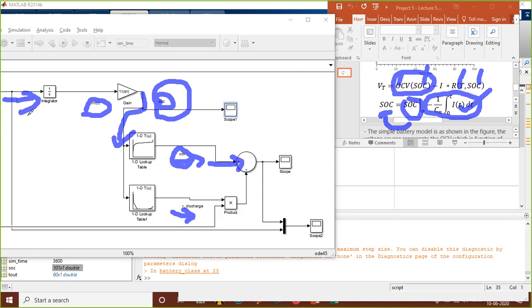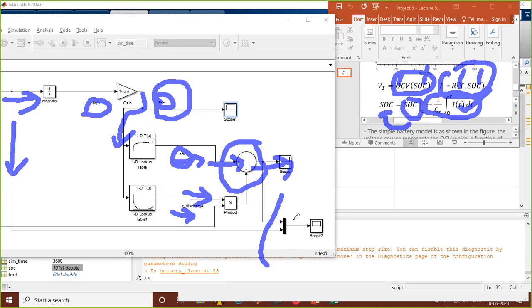Next one is I, the current from here, which is multiplied with R discharge, which represents my second term. The first term is positive, the second term is negative, so positive, negative. Very simple. I connected that to a scope to get the output. To compare, I use a mux. To get the output, I use a scope.